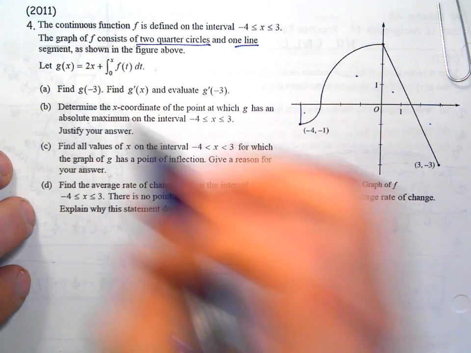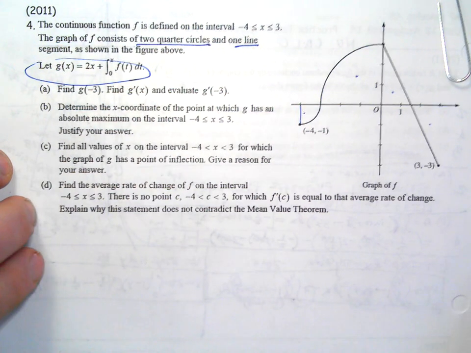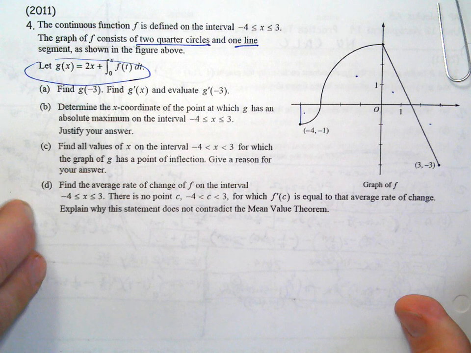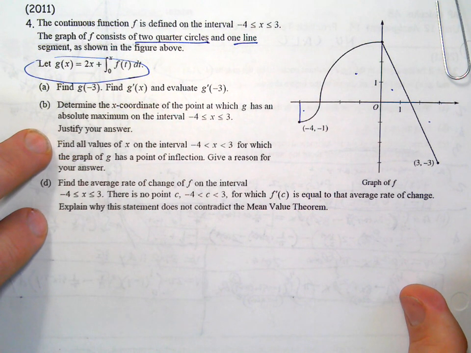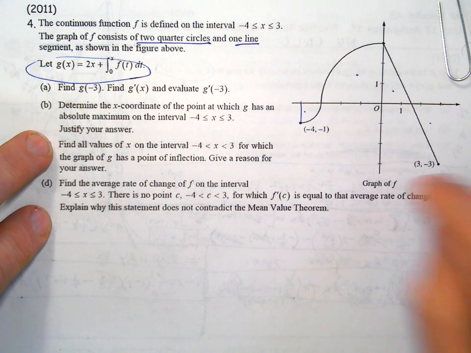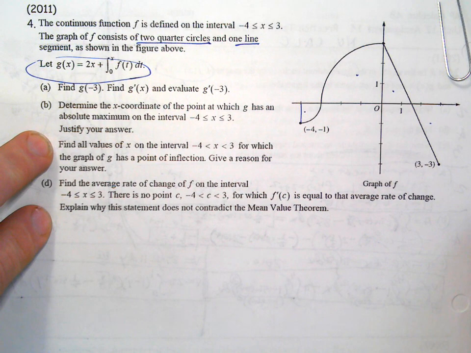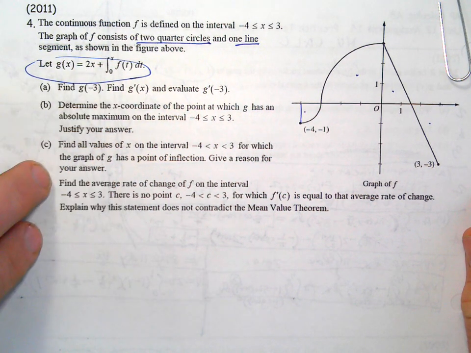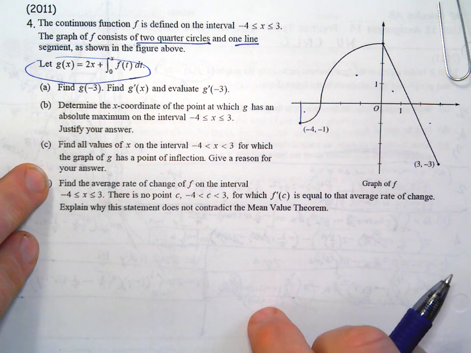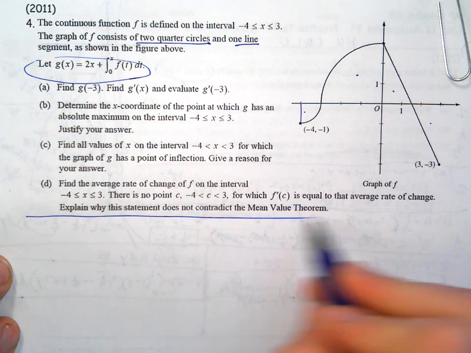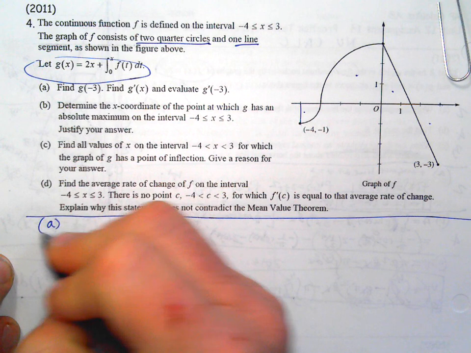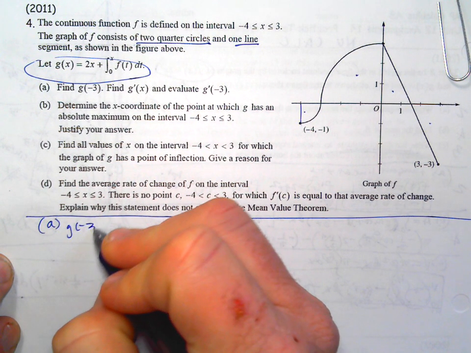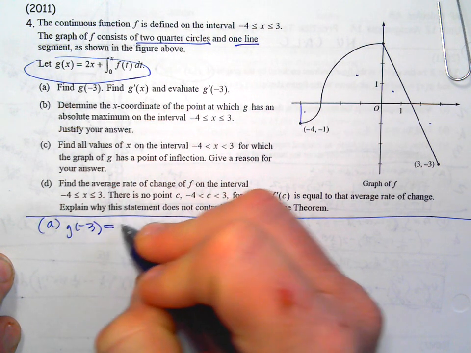Then they give you this other function g. Now, you should have seen enough of these in the last couple of weeks to think, oh, this is going to be the derivative of g. This is a derivative graph of g, right? Because g is the integral of f with some other extra stuff. So somehow this is going to be related to that. Now, part A, which looks kind of typical to some problems we've done before, we're just going to plug -3 into this.